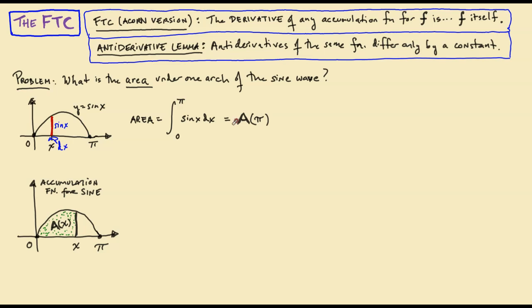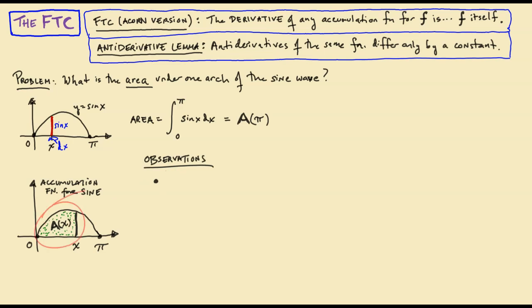Well, okay, you might say, fine, that makes sense, but how does it help us? Well, our strategy is going to be to come up with an explicit formula for A. I don't mean just in terms of an integral. I mean in terms of something we can compute. And once we have that explicit formula for the accumulation function, we will be able to evaluate it at pi in the ordinary way. And then we'll have the area we want. We'll do this by making a series of observations.